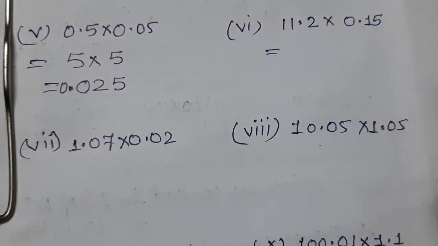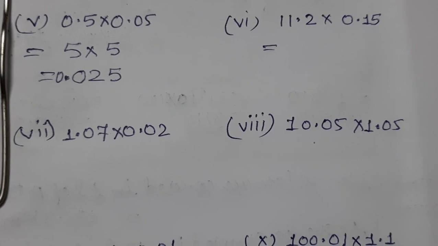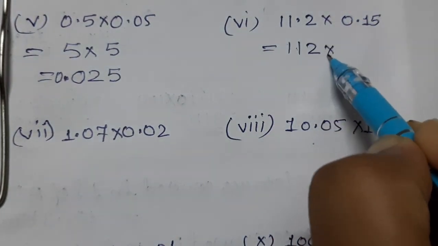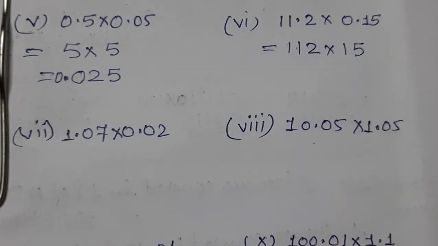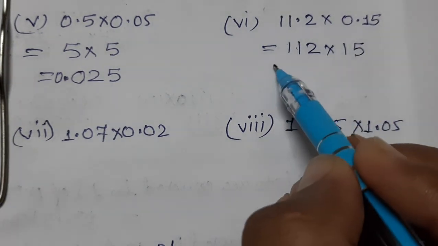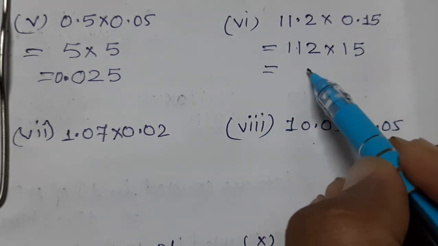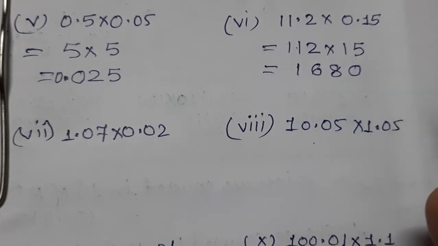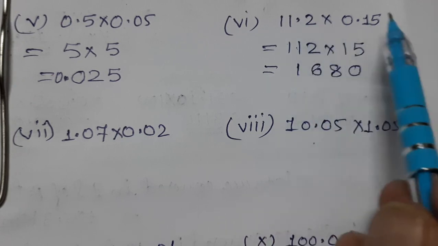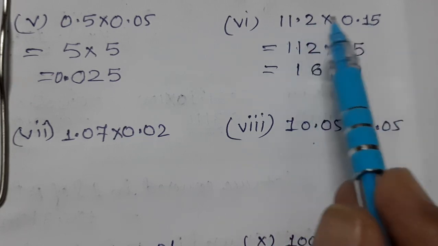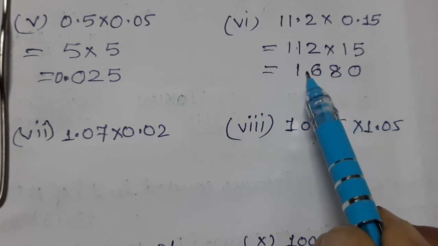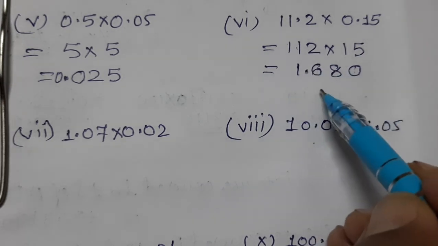Now simply multiply first. Here 112 into 15. So multiply first. You can multiply in a rough column. So 1680 is the multiplication result. Now count. After the decimal 1, 1, 2. 2 plus 1, 3. So starting from the right towards the left. 1, 2, 3. 1.680.